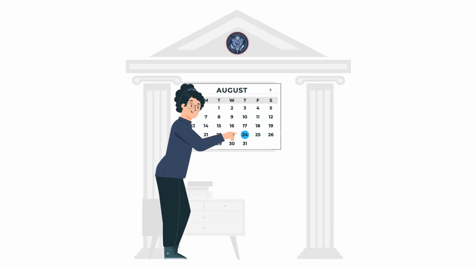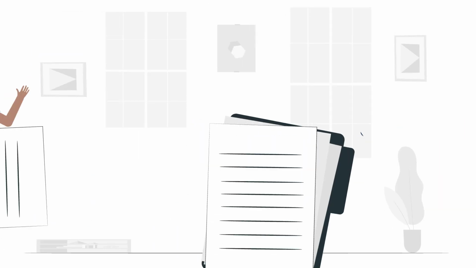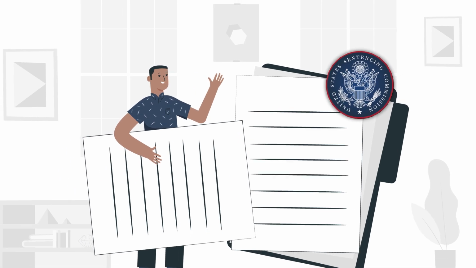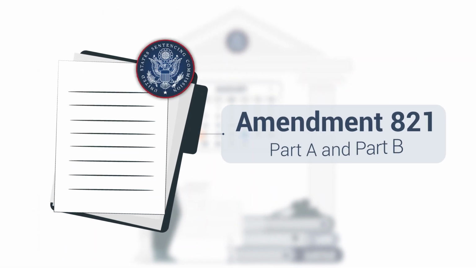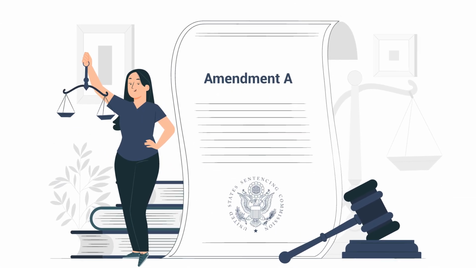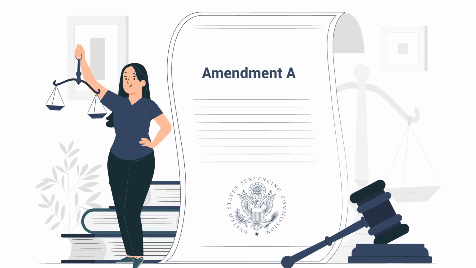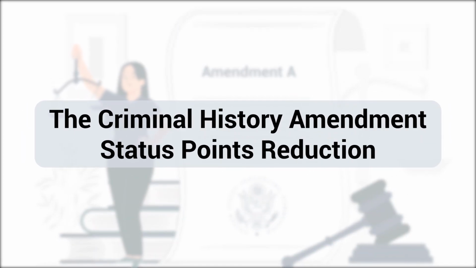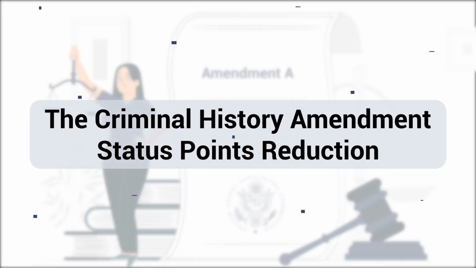On August 24, 2023, the U.S. Sentencing Commission made two important amendments to the U.S. Sentencing Guidelines retroactive, namely Amendment 821, Part A and Part B. Today we will examine Part A, which modifies U.S. Sentencing Guideline 4A1.1, also referred to as the Criminal History Amendment or Status Points Reduction.